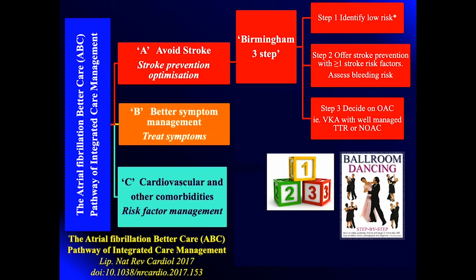Of course, if you're offering stroke prevention, which is anticoagulation therapy, you have to assess bleeding risks and act accordingly. You then have to make an informed decision about your anticoagulation strategy, and anticoagulation can be delivered either as a vitamin K antagonist such as warfarin with good and well-managed anticoagulation control with a high time in therapeutic range. Otherwise, these days, increasingly use of a NOAC, a non-vitamin K antagonist oral anticoagulant, sometimes called a DOAC, direct oral anticoagulant. Well, that's the A of the ABC.